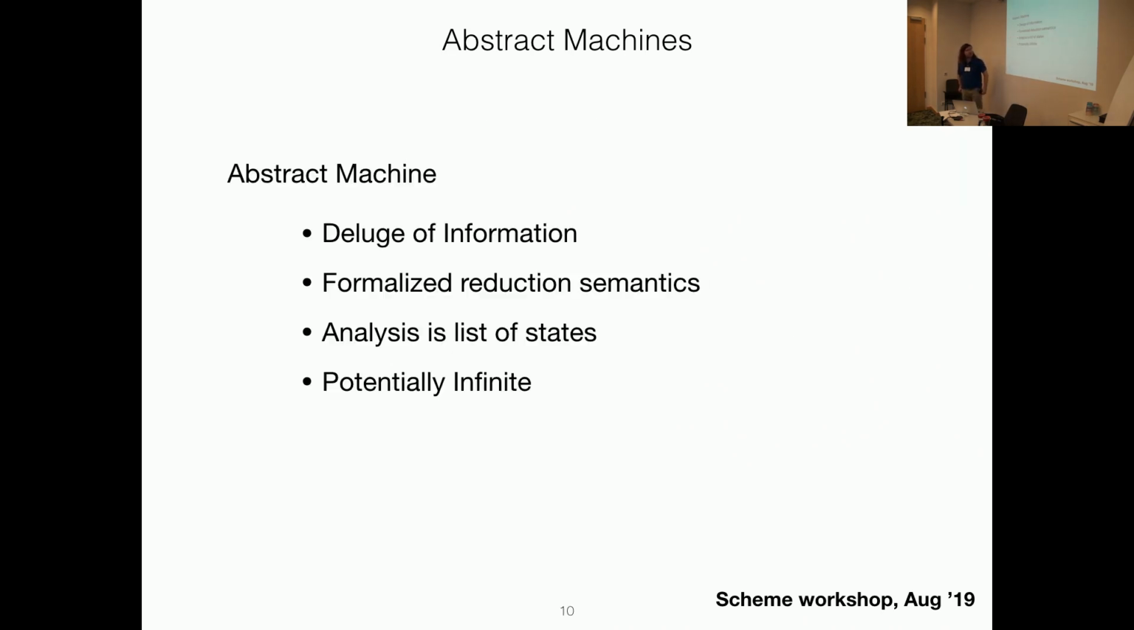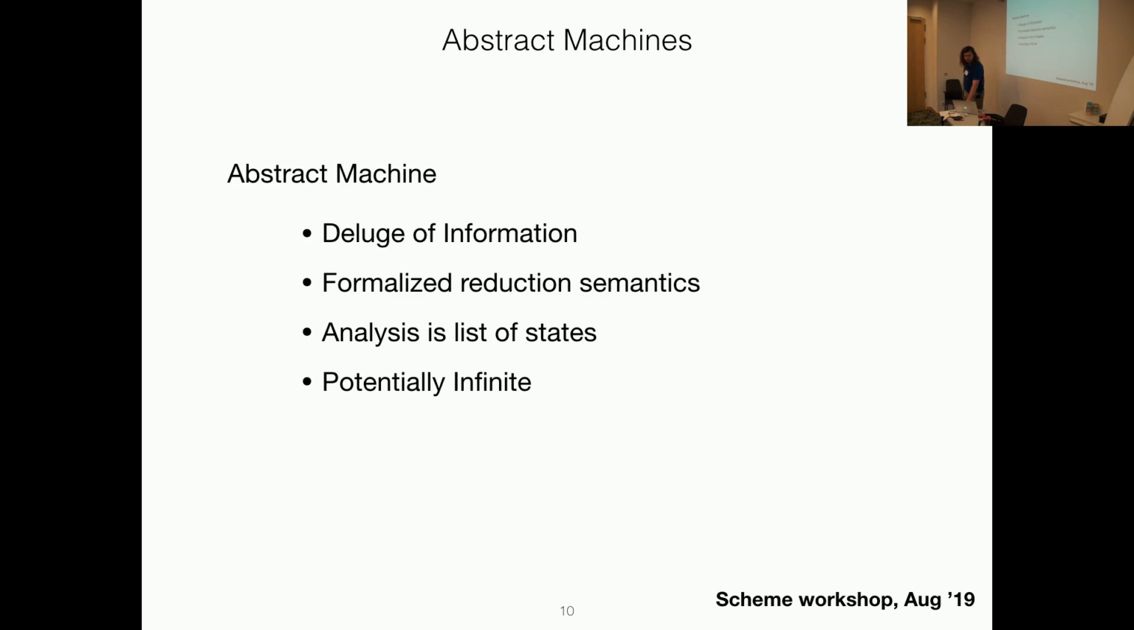So that was a single abstract machine in brief summary. We just step that until we get to a final result. But it's a lot of information in there, even if it is a formalized reduction semantics. The analysis of a program like this is just the list of states. That is the analysis. That tells you everything you need to know about how the reduction worked. But it is potentially infinite, which means that we may not be able to compute this.